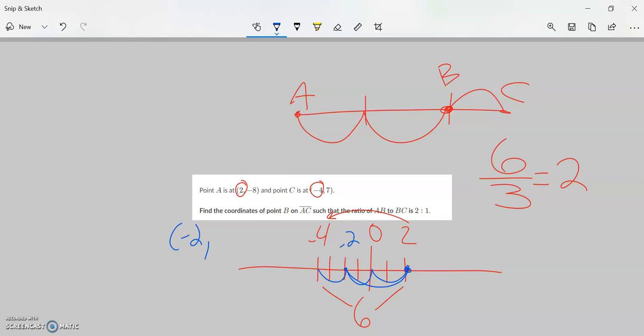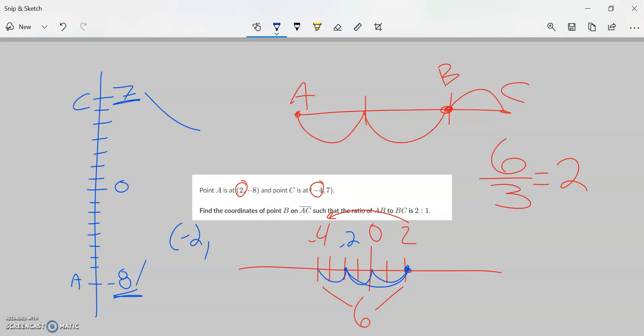Then for our y-coordinate, up and down, we are going from -8. So I'll do a y over here. Here's 0. -8 is 1, 2, 3, 4, 5, 6, 7, 8. And that is our point A. And then going up to C is 7. 1, 2, 3, 4, 5, 6, 7. And that is C. So from -8 up to 7, that is 15 units. Divide that once again by our 3, and we get each chunk is 5.